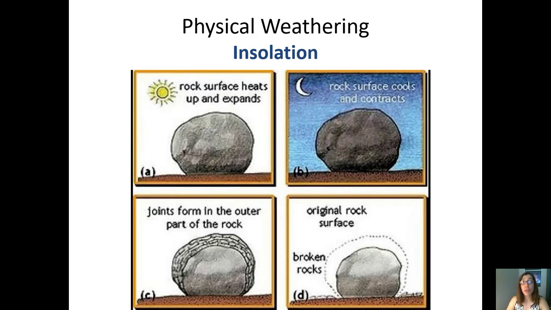Another example of physical weathering has to do with how rock surfaces heat up and expand under solar conditions, and then at night, as the rock cools, it contracts. And all of that expansion and contraction breaks the rock apart, and all of those cracks then become surfaces that are exposed to more physical and chemical weathering, and breaks down the rock into smaller and smaller pieces.